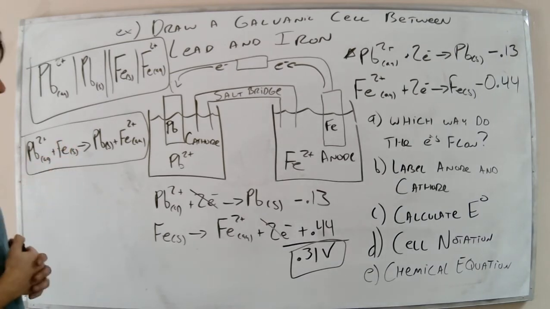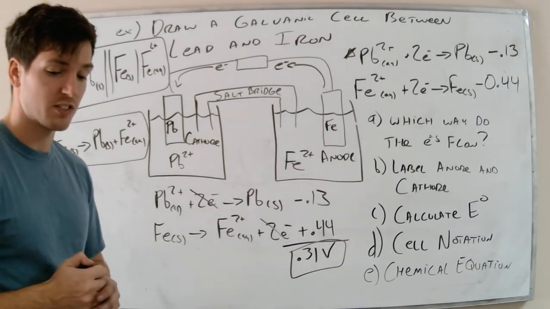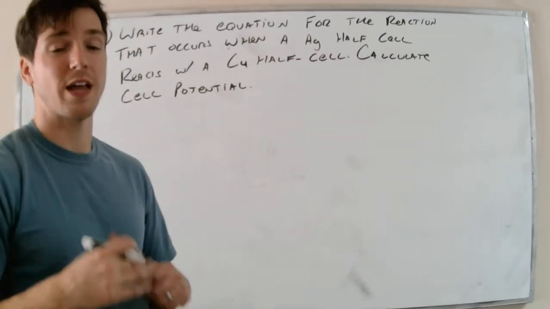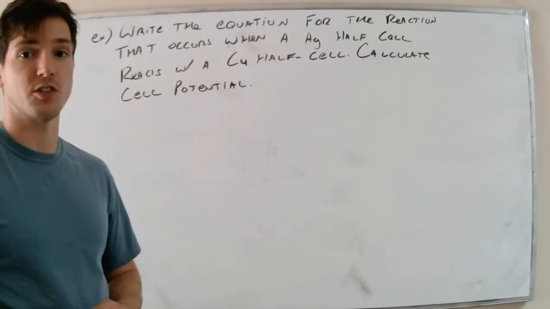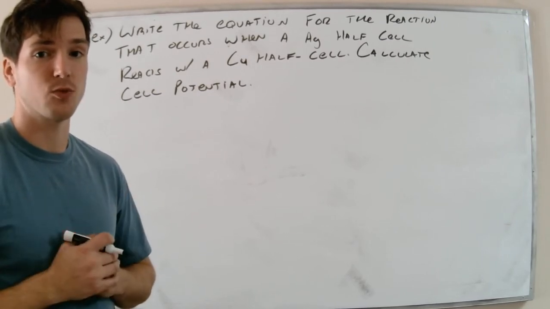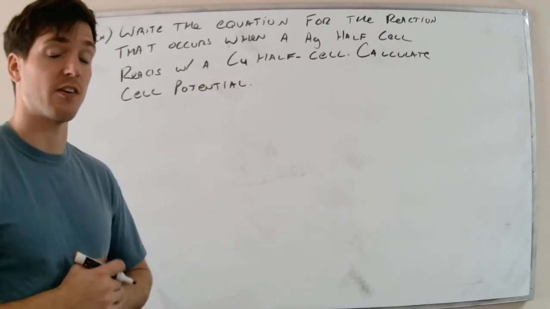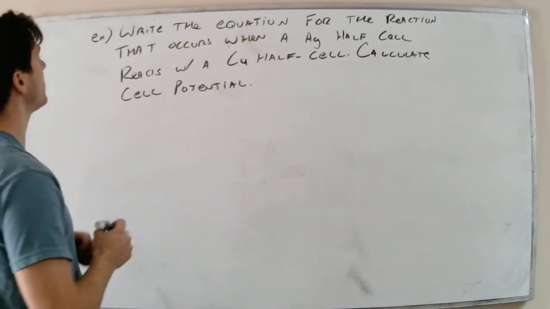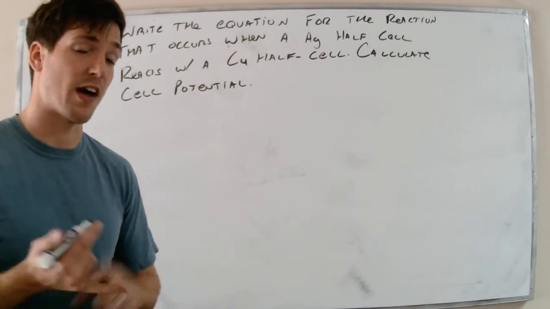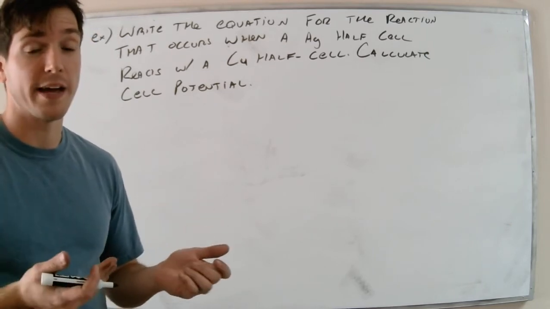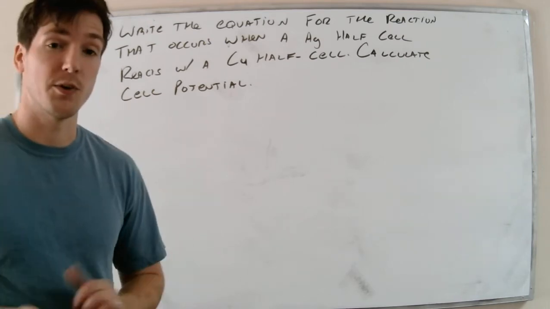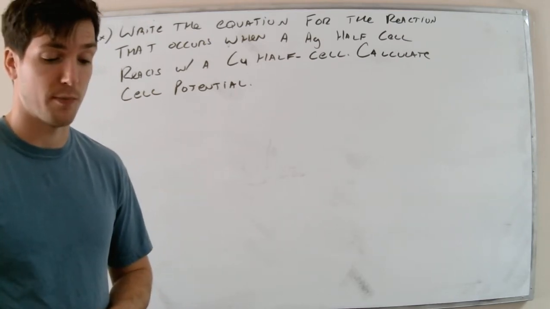So there are a lot of questions that come with these types of problems. A lot of things I'll want you to identify. So let's go ahead and do one more example. Last example, it says, write the equation for the reaction that occurs when an Ag half cell reacts with a Cu half cell and calculate the cell potential. So here, it's wanting us to figure out a whole reaction for a half cell, that's galvanic cells. And the best way to do that is look at our standard cell reduction potentials and look at these reduction half reactions for both of these guys.